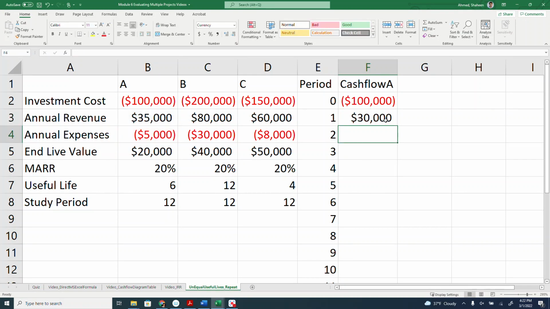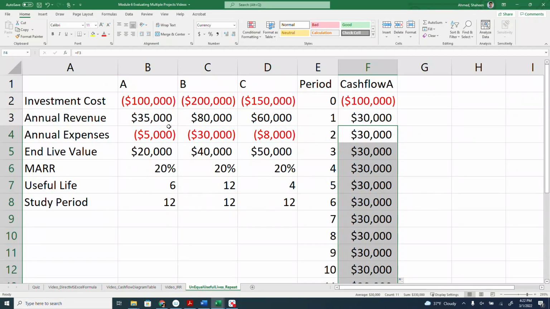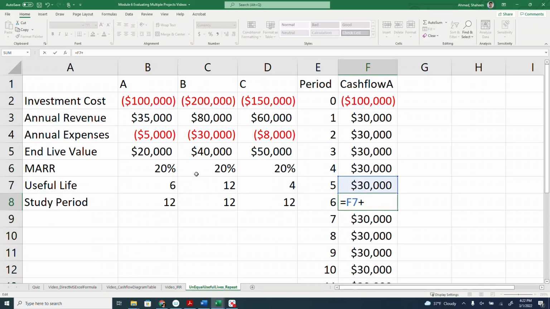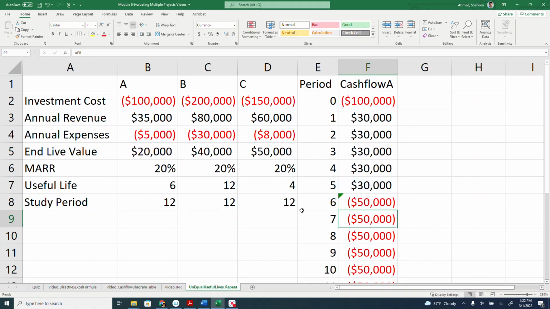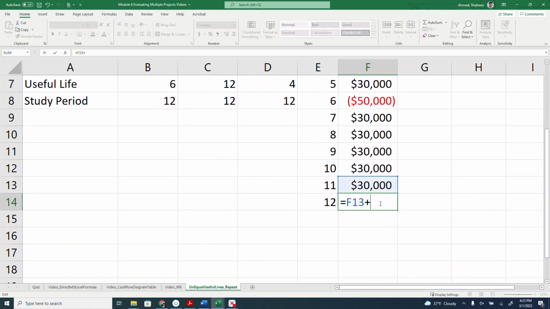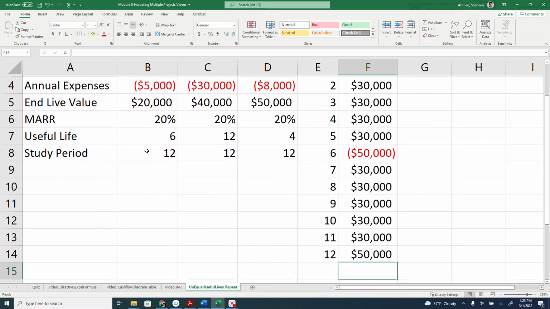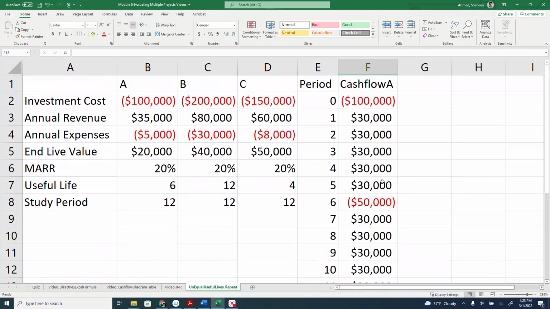And then maybe I can do this like this. So these are the cash flows we're going to get for these 12 years. However, for project A, we have to reinvest after 6 years. So I need this again. And then I'll also get back this end life value, which is this $20,000. So that's going to be the year 6 cash flow. And then in the last year we'll get that end life market value, which is this 20,000, summing this. So this is the cash flow for project A.